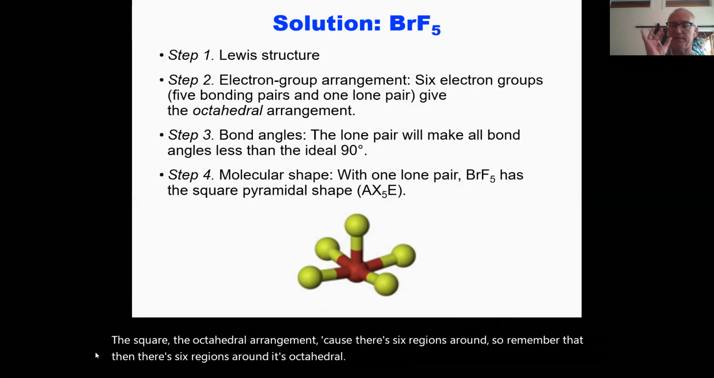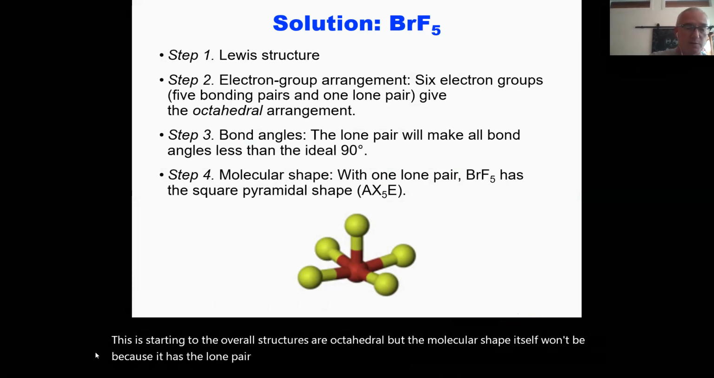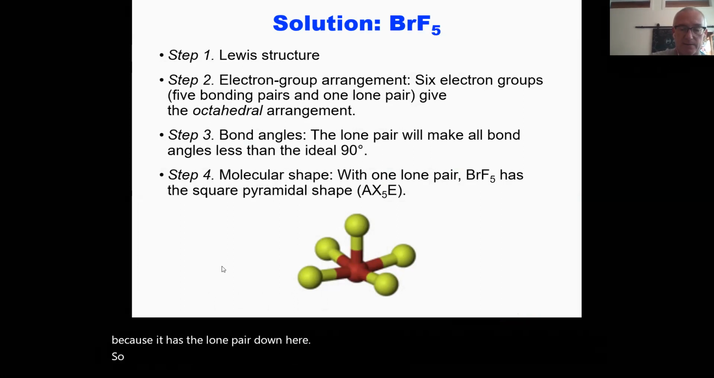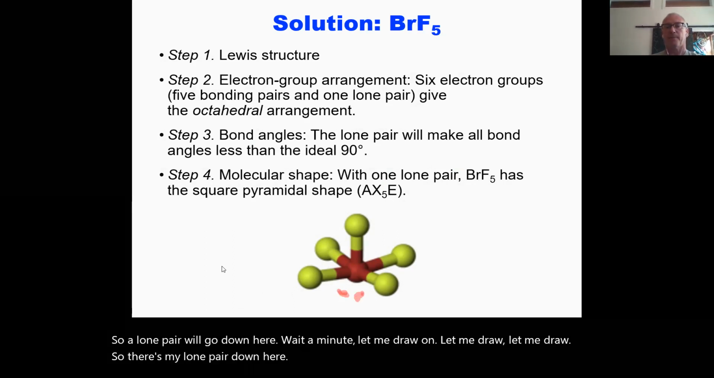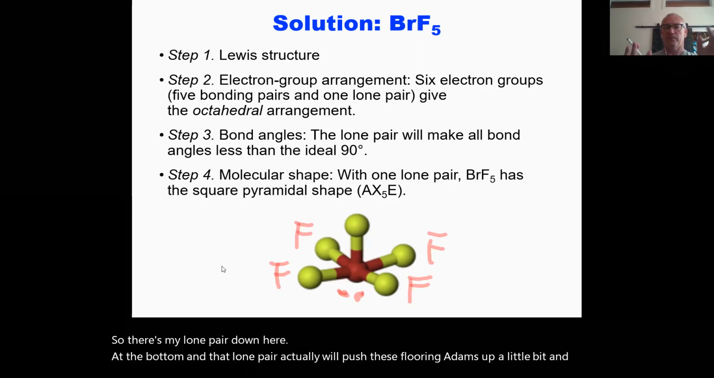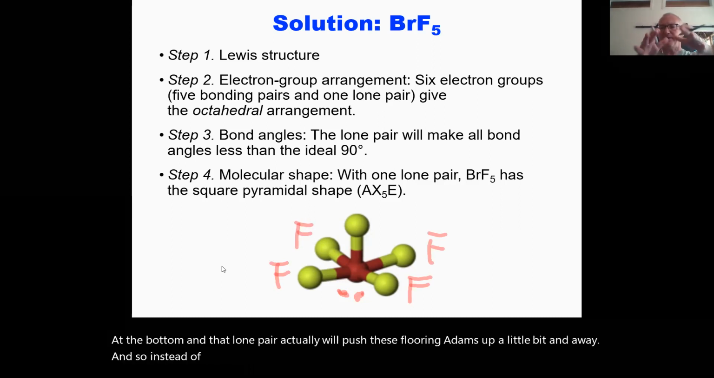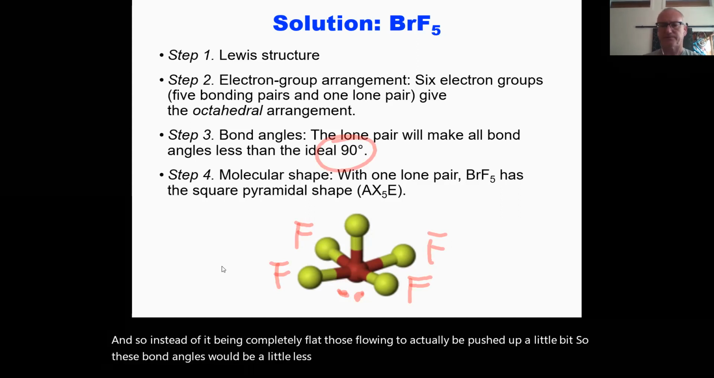So the overall structure is octahedral, but the molecular shape itself won't be, because it has the lone pair down here. So our lone pair would go down here. Oh, wait a minute, let me draw. So there's my lone pair down here at the bottom. And that lone pair actually will push these fluorine atoms up a little bit and away. And so instead of it being completely flat, those fluorines will actually be pushed up a little bit. So these bond angles would be a little less than 90 degrees.